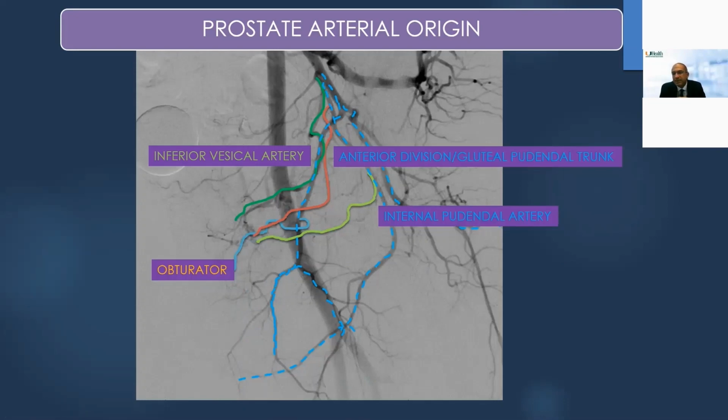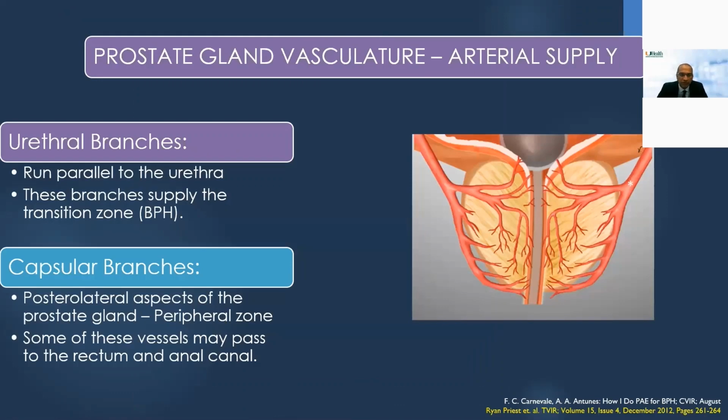And there are some aberrant origins where it comes from external iliac, in up to 5% of cases where obturator comes from external iliac. So we really have to be very careful, know the anatomy really well, and make sure we don't end up embolizing the wrong branches.